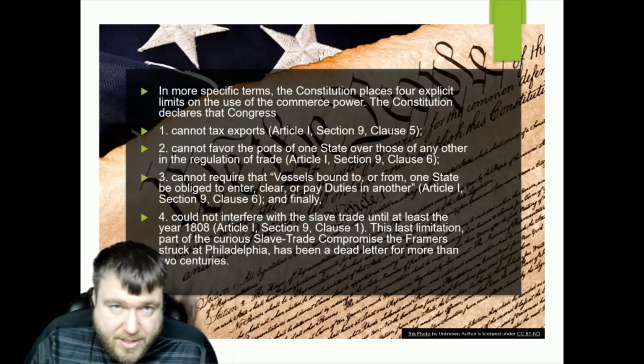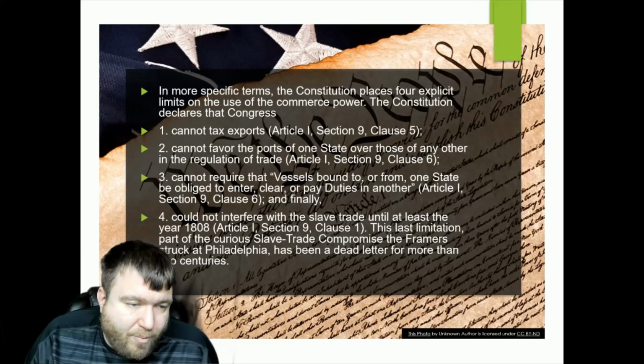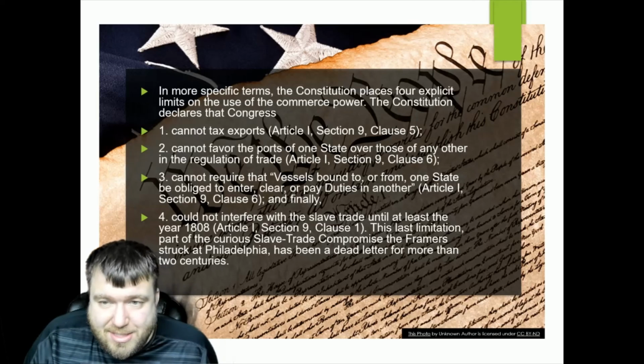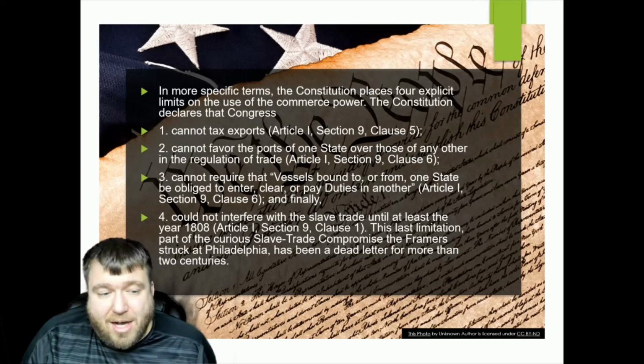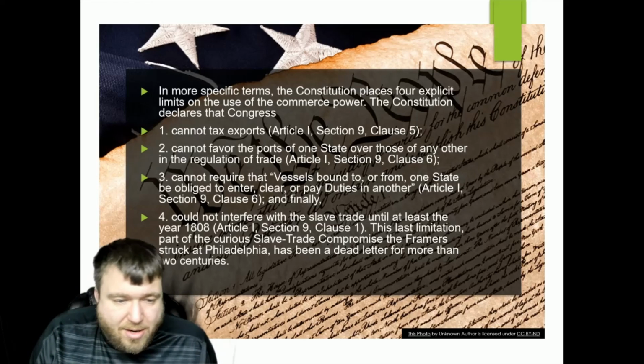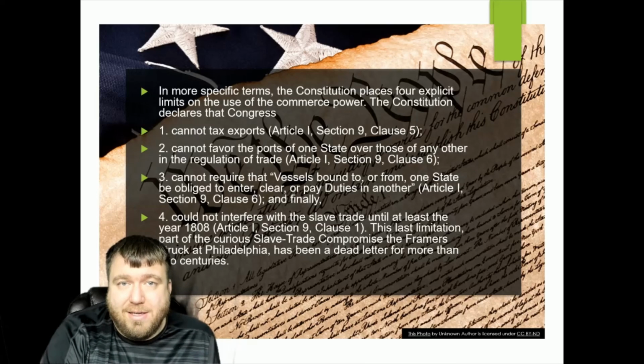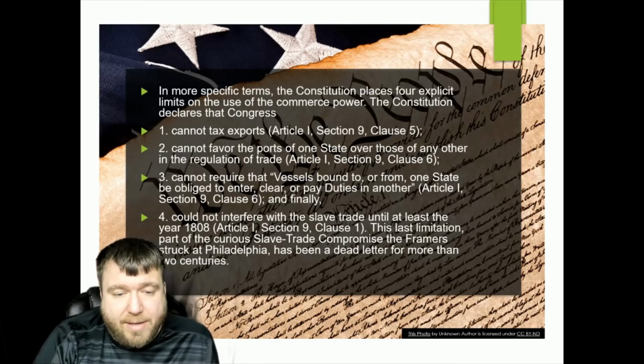So, while that limitation is still in the Constitution, obviously it doesn't apply anymore. So, that is not really relevant to the modern day.